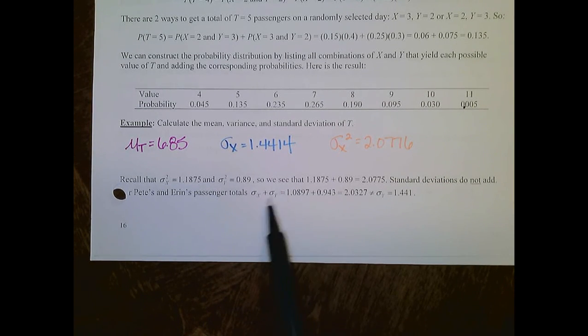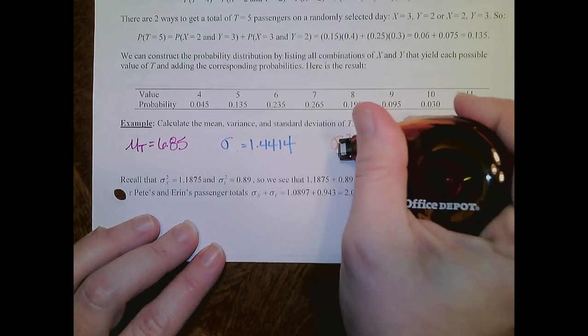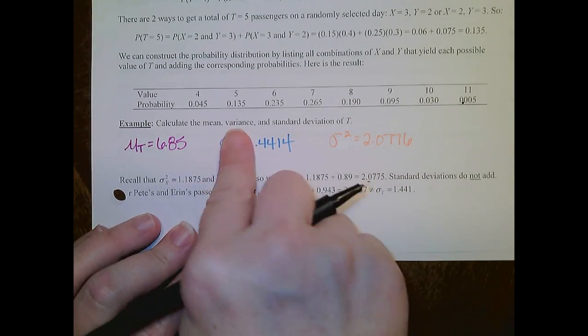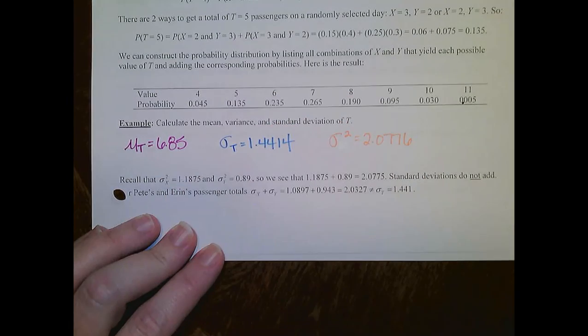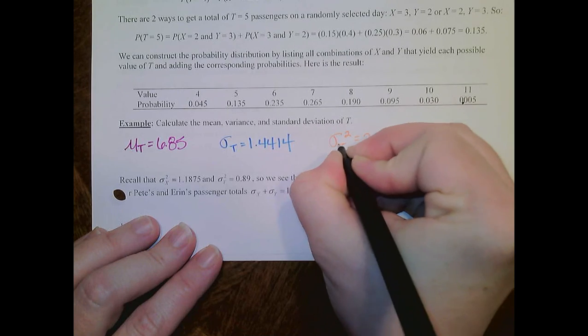If we take the standard deviation for x, 1.0897, and we add the standard deviation for y, 0.943, we end up with 2.0327, which is not the same as the standard deviation. Oh, I just realized that I wrote this wrong. For the total, these should be t's. So this is the standard deviation of t, the variance of t.